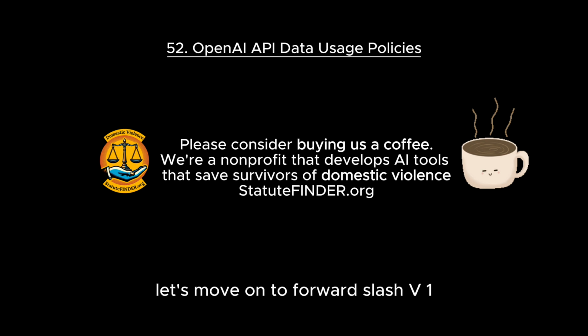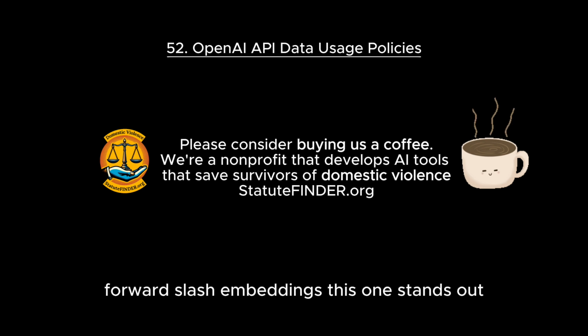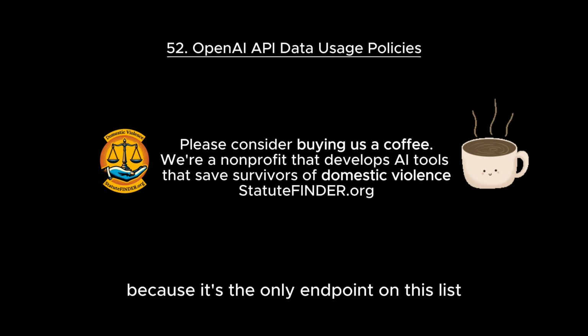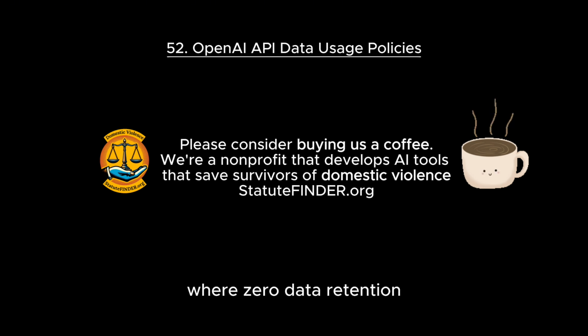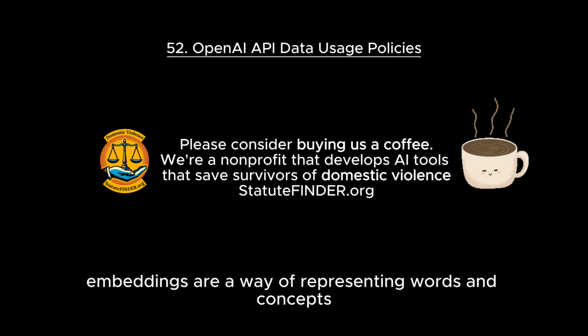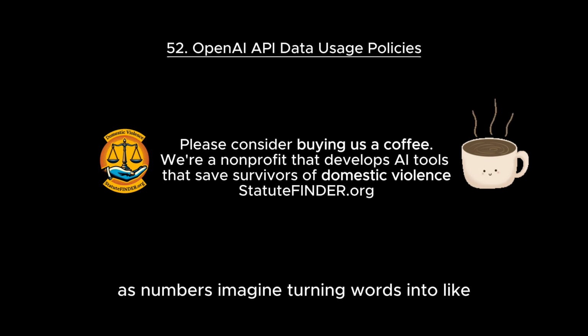What's next? Let's move on to /v1/embeddings. This one stands out because it's the only endpoint on this list where zero data retention is an option. Hold on. Embeddings. That sounds a little complex. What exactly are those? Embeddings are a way of representing words and concepts as numbers. Imagine turning words into like a secret code that the AI can understand.